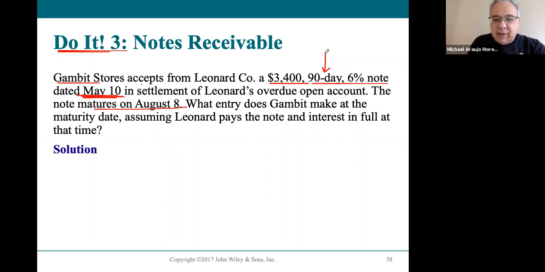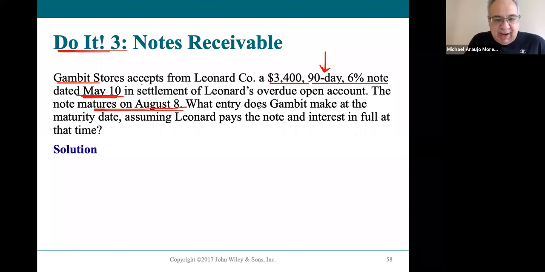So that's how it differs for days when it comes to when the note is going to be due, when the maturity of that note is. It's easy for months. Days, you've got to sit and count the days on the calendar.